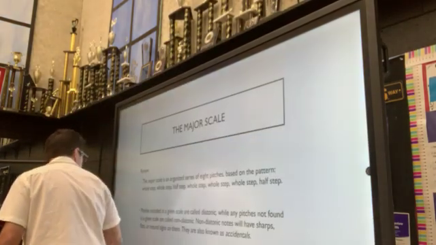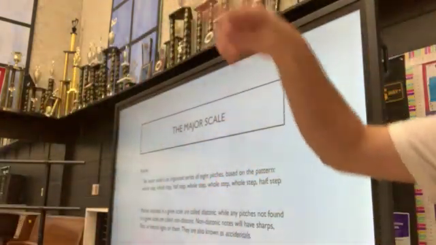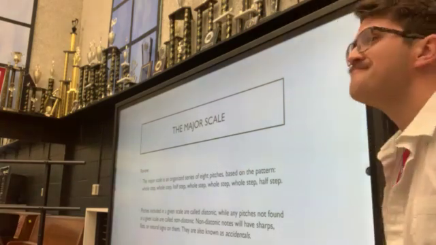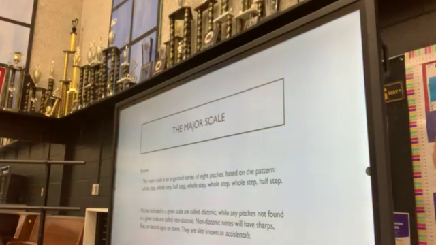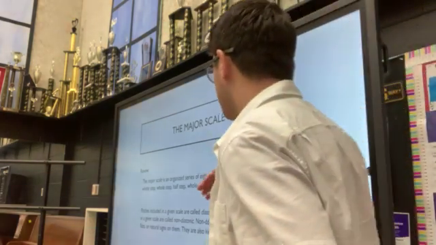So there's the button. Here we go. Can somebody read the review for me in the first paragraph? Callie? The major scale is an organized series of 8 pitches based on the patterns full step, half step, full step, half step. Awesome. The major scale follows those pitches.